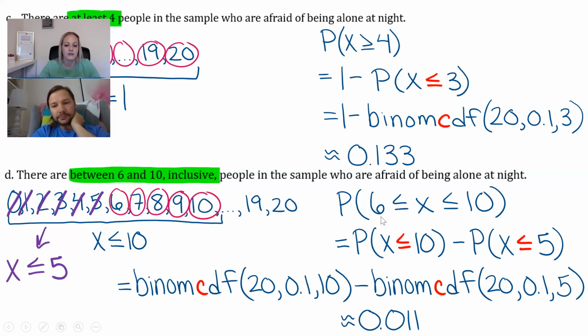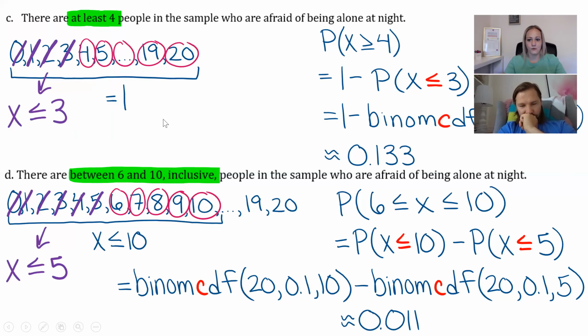Yeah. So it's a common thing for students to just put 10 and then 6, but that would be wrong because then you're removing the 6 as well and you want to keep the 6. So just remember that that second number is the one that you have to drop down by 1.